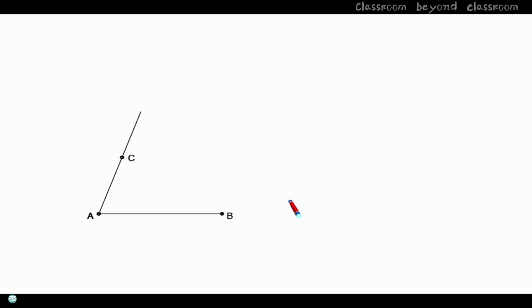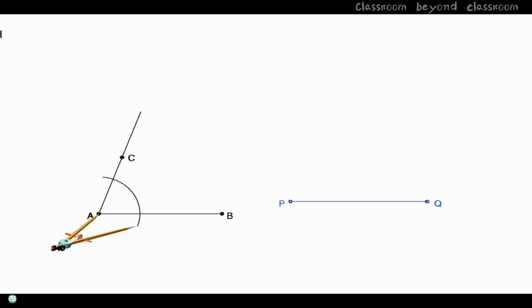To do that, first you draw any line. I give the name PQ. You can give any name. So draw a line PQ. Now we will draw an arc taking A as the center, and we'll take any radius. Let us draw that arc to cut the line AB and AC.